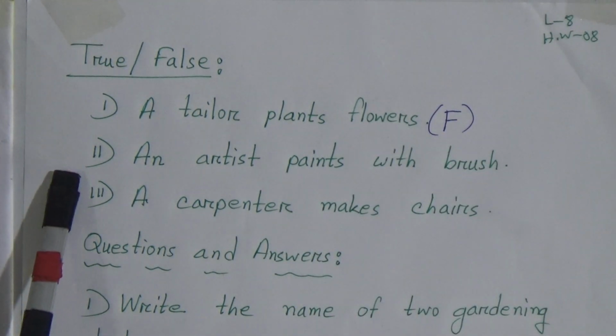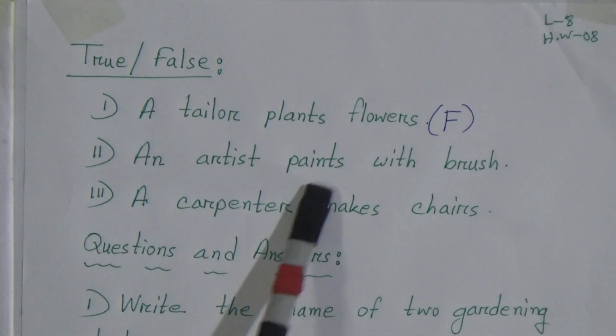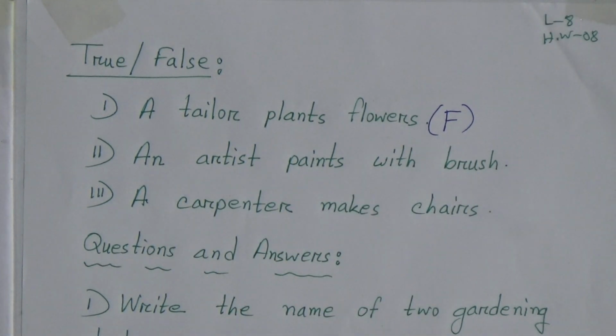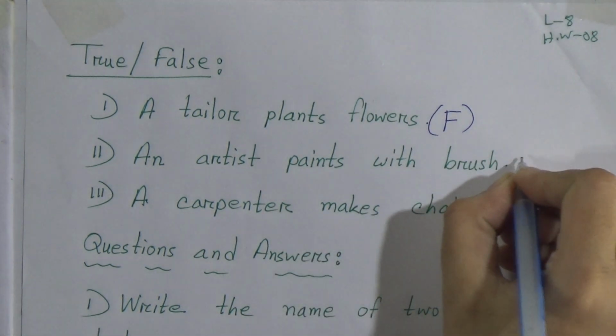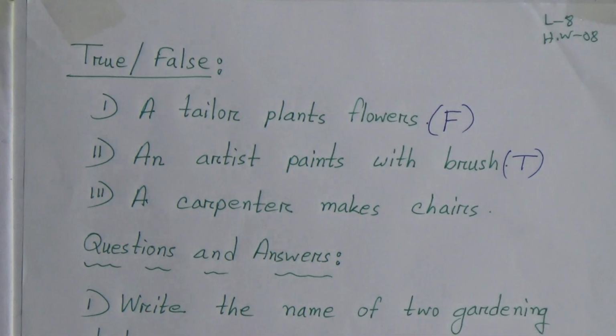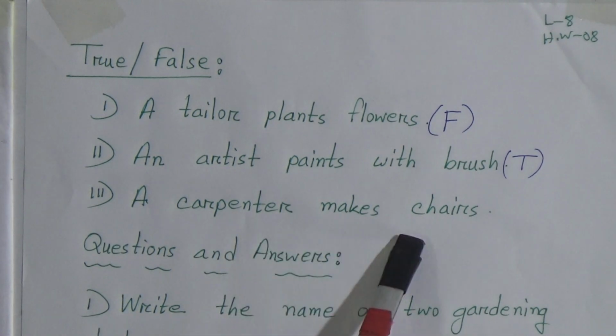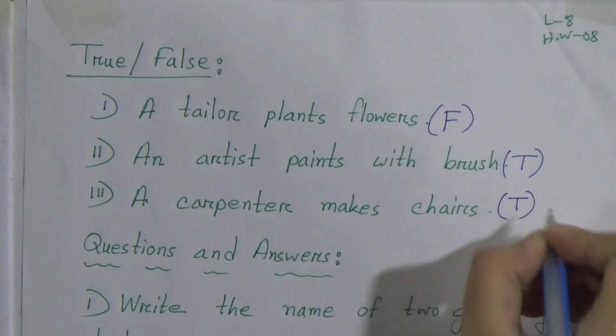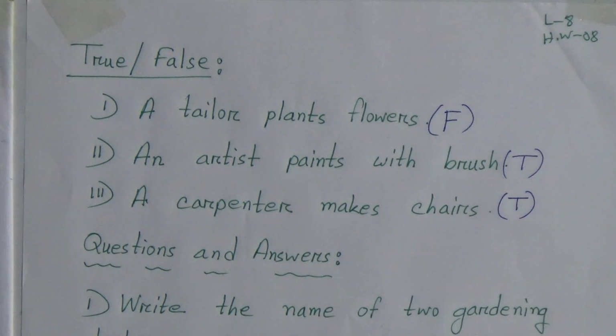2 number, here is an artist paints with brush. Yes, we have come to know that an artist paints with brush. That means this statement is true. 3 number, a carpenter makes chairs. Yes, a carpenter makes chairs. This statement is true, and we will write here T. That means true. Now students, we will do questions and answers of this chapter.